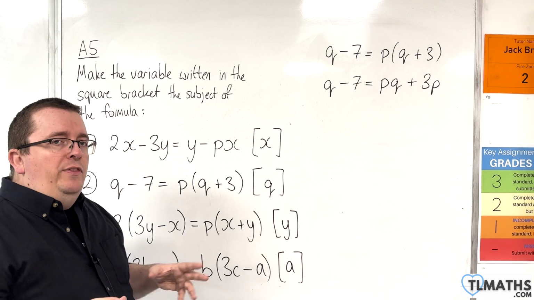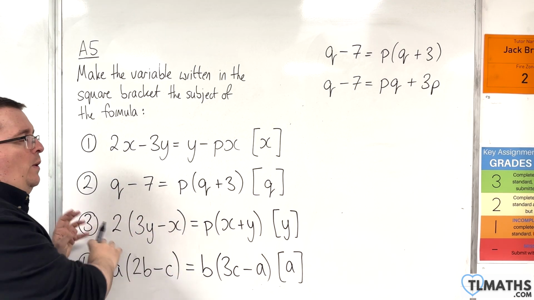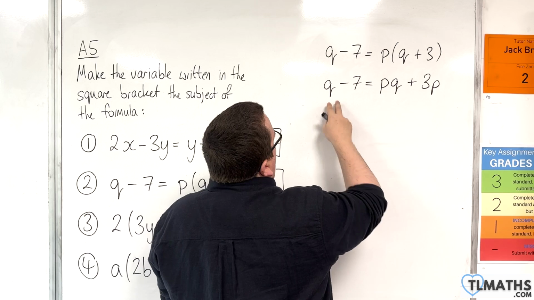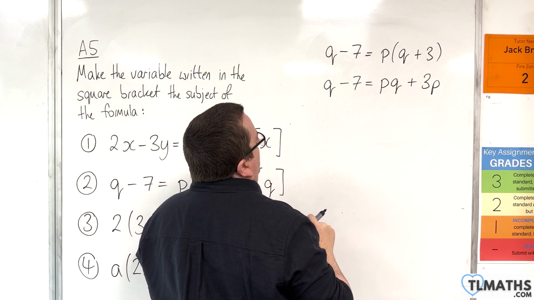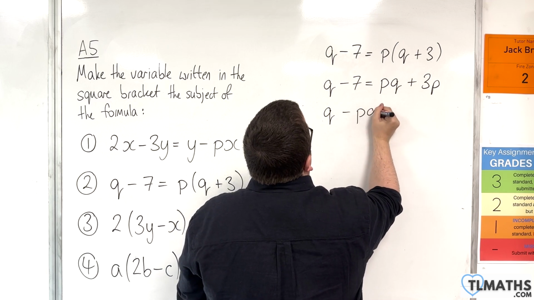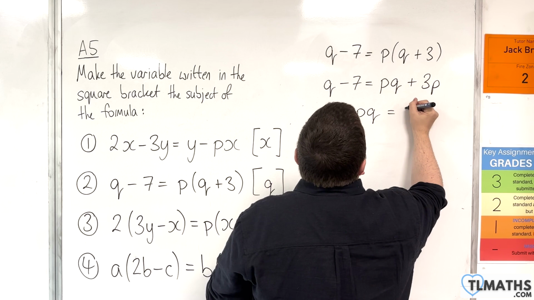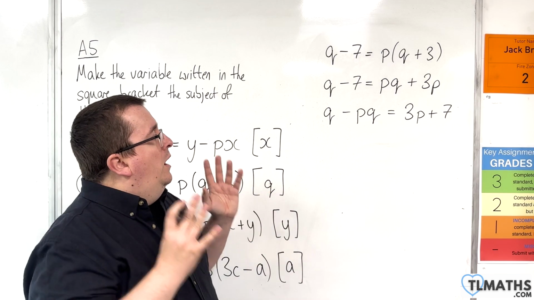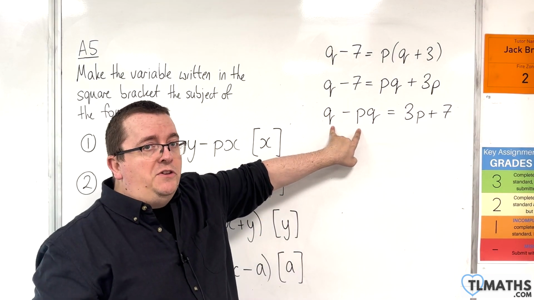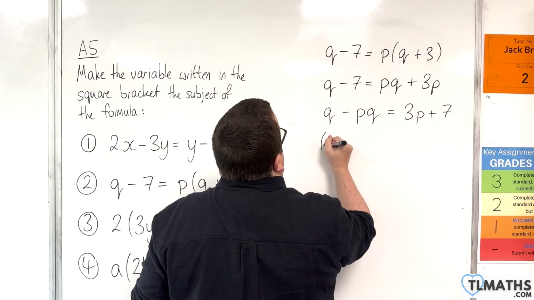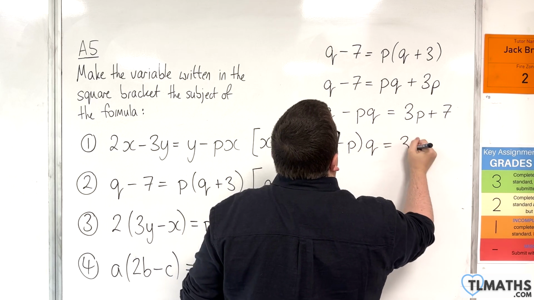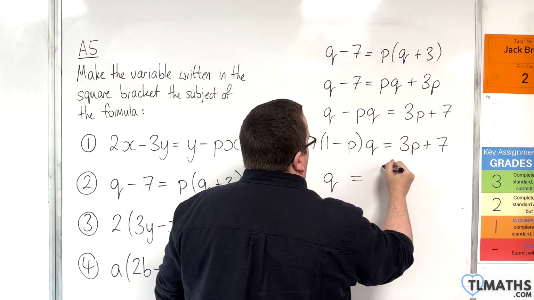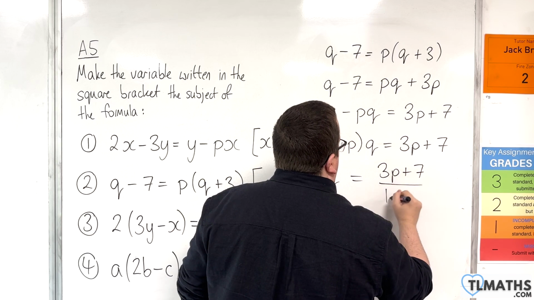Now I want to make sure that everything with a q is on one side of the equation and anything else on the other side. So I'm going to subtract the pq from both sides, keeps things, again, positive as much as I can. So q take away pq, and then I can add the 7 to both sides. So I'll have 3p plus 7. So once I'm at that stage, I've got these two terms on the left-hand side, and I can factorise that, and I'd have 1 take away p lots of q is equal to 3p plus 7, and then I can divide both sides by that bracket. So q is 3p plus 7 over 1 minus p.